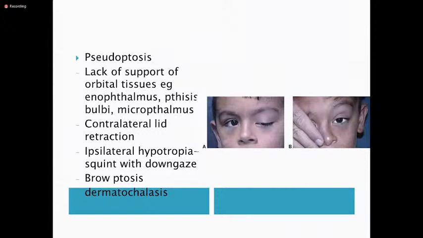You can see, like in this picture, when somebody covers the normal eye, the patient is actually able to open the eye that looked like it had ptosis, because it was actually not ptosis. Like in this case, there is hypotropia. Hypotropia is a squint, strabismus, where the eyeball looks downwards, a downward squint. Then there is what you call brow ptosis or dermatochalasis. Brow ptosis is when the eyebrow itself is displaced downwards, and dermatochalasis is when there is an extra thick layer of skin overhanging the lid.